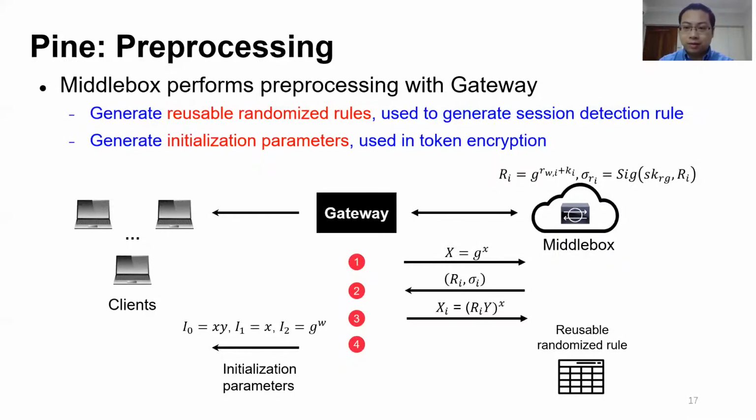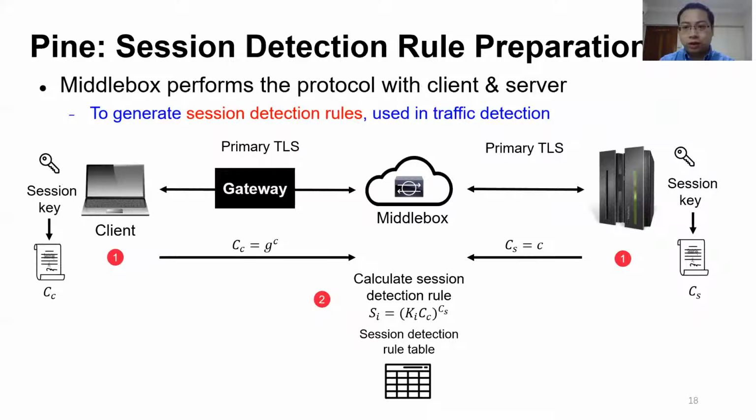The Middlebox then computes the reusable randomness rules table, which is used to generate the session detection rule later. Finally, the gateway sends the initialization parameters to the clients within the domain of the gateway, which will be used during the token encryption phases. We next move to the session detection rule preparation phase.